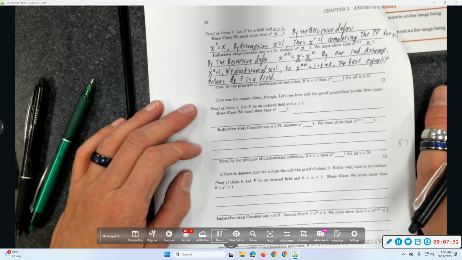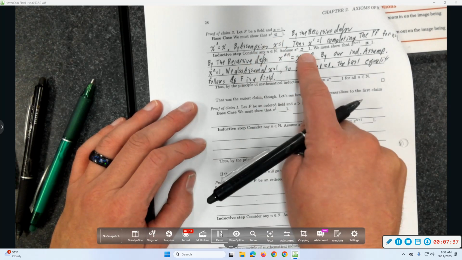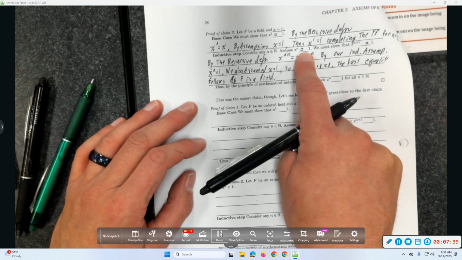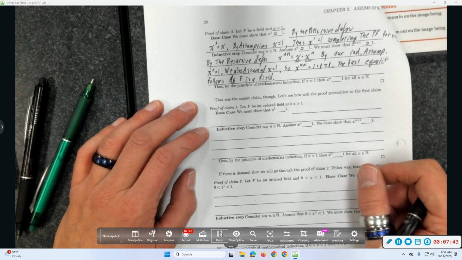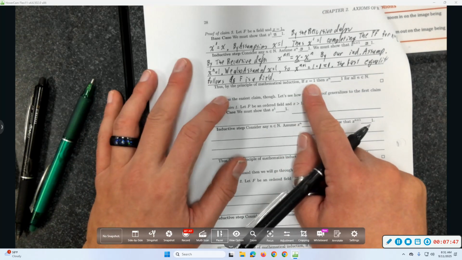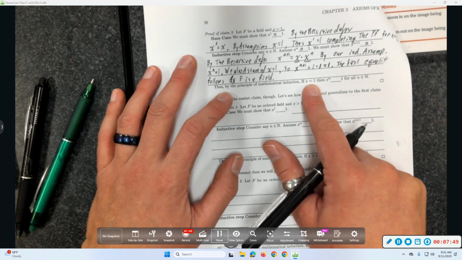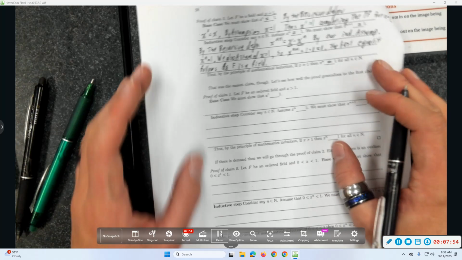So, what have we done? We've shown that the thing that we wanted to prove is true when n equals 1. We've shown that if we assume that x to the n equals 1, then x to the n plus 1 equals 1 for any fixed n. So, what can we conclude? We can conclude by the principle of mathematical induction that if x is equal to 1, then x to the n is equal to 1 for every natural number n.